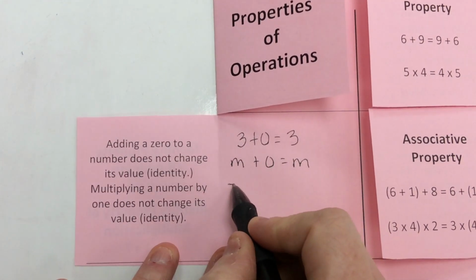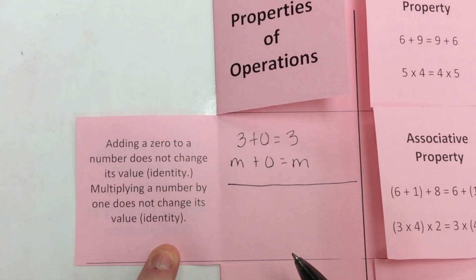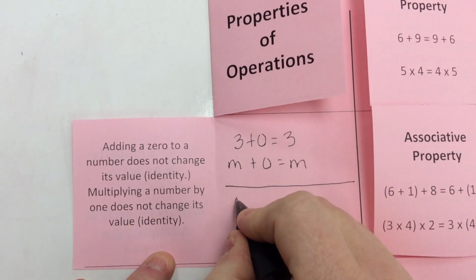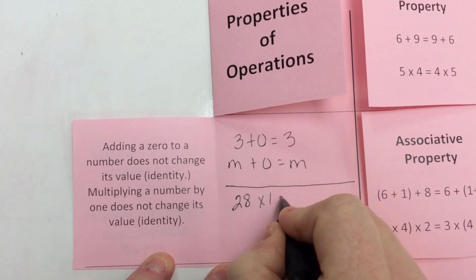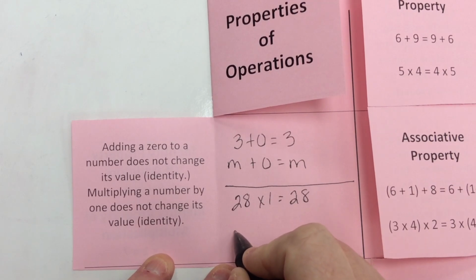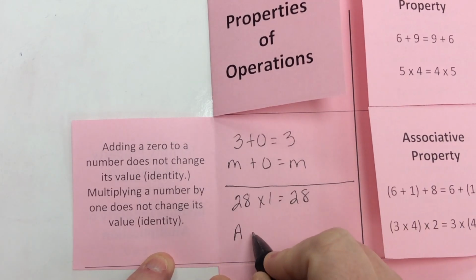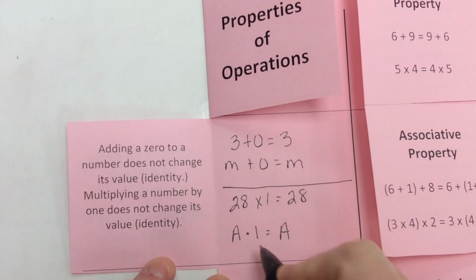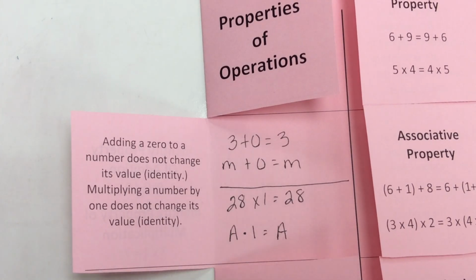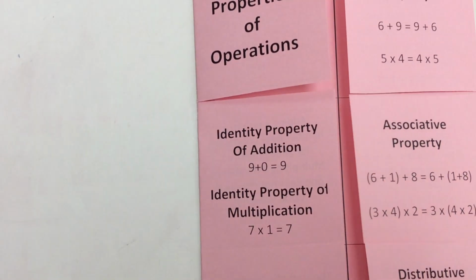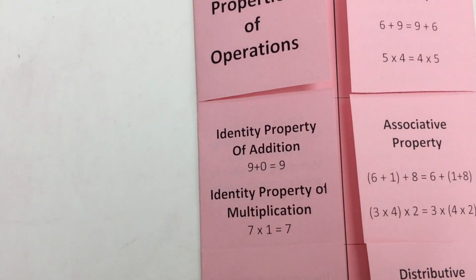Now the identity property of multiplication. Multiplying by 1 does not change the value or identity of the number. So 28 times 1 will still be 28. Or I could say A, which is any variable, times 1 is still going to be A. Any number that represents any number in the world, I can multiply by 1 and the answer will stay the same. That is the identity property. We have two of them, one for multiplication and one for addition.